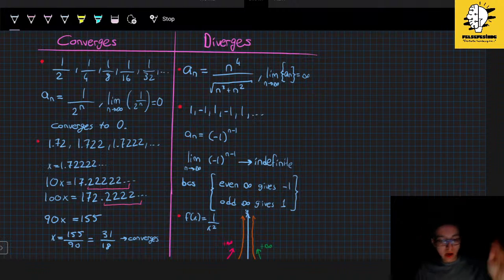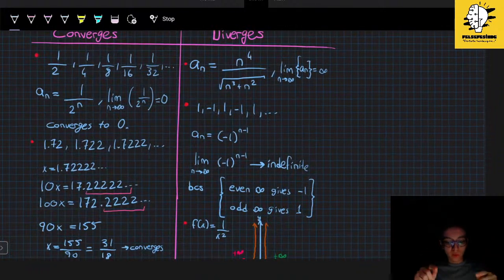Second example is 1, negative 1, 1, negative 1, 1, negative 1. Let's identify the sequence. a_n is equal to negative 1 to the power n minus 1. Okay, I found my series. Let's write it in limits notation.